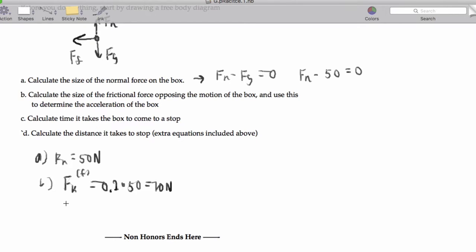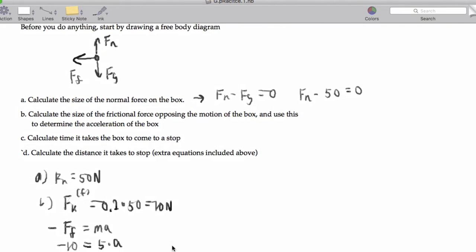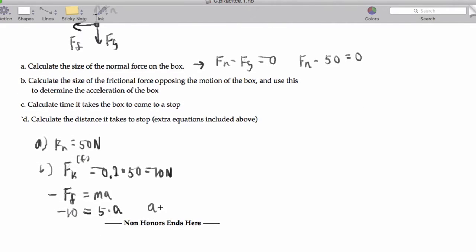Let's get the acceleration. So we have here 0, if you want to think of this as being an applied force of 0, minus F of F, force of friction, equals the mass times the acceleration, or in other words, negative 10 equals 5 times a, because 5 is the mass, and that will give us an acceleration of negative 2 meters per second squared.